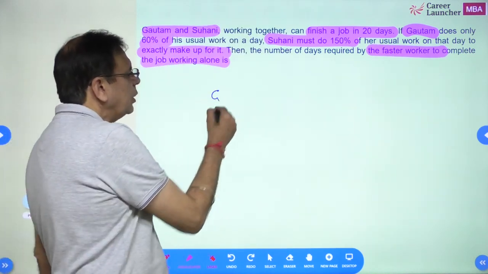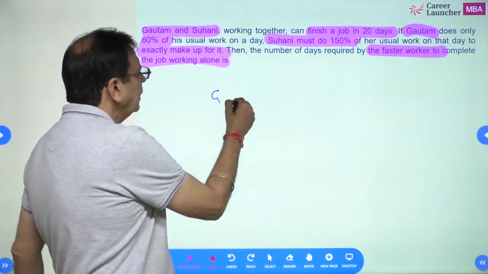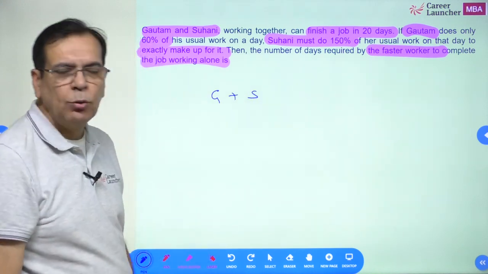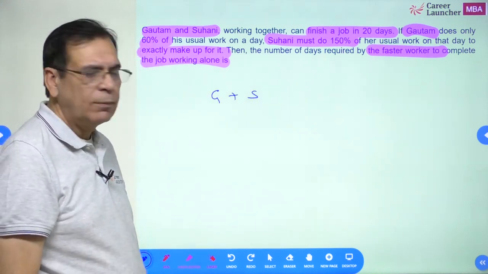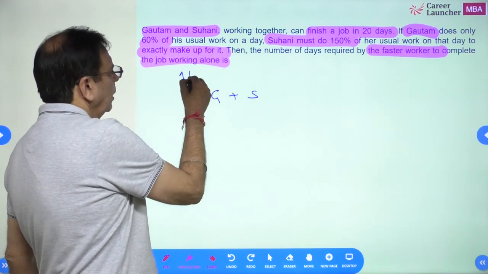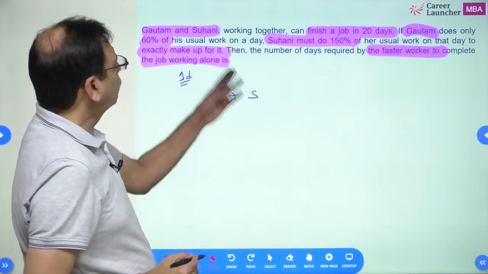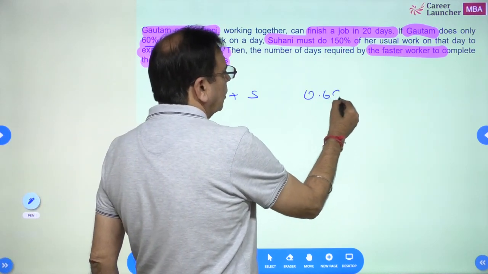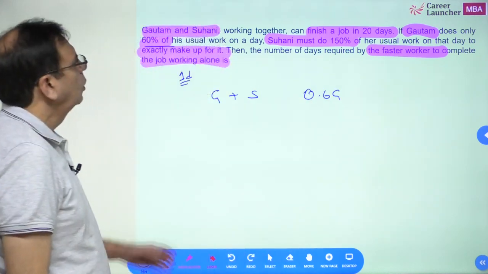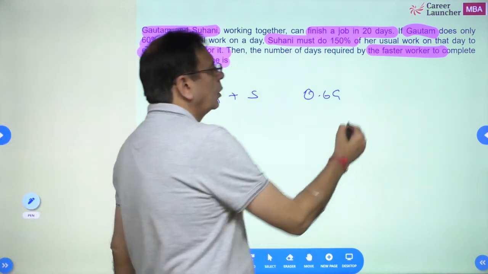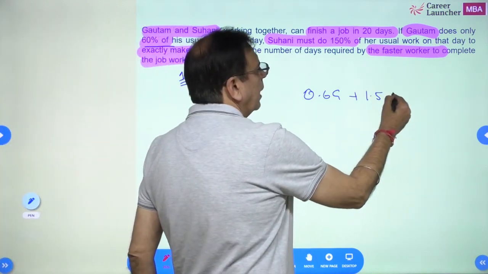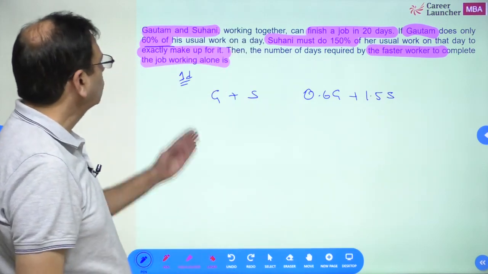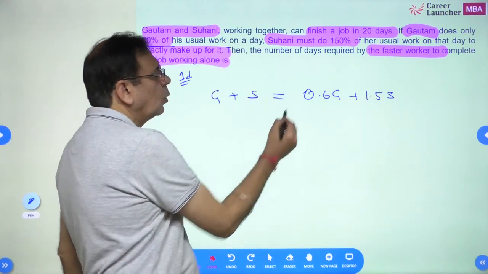If Gautam does G units of work one day and Sohani does S units of work one day, together they'll do G plus S units of work in one day. Okay, one day में. Okay. Now what does it say? If Gautam does only 60% of his work, if he does only 0.6 into G, Sohani will have to do 150%. Sohani will have to do 1.5S. और वह usual work to come make up for it. यानी दोनों बराबर हो गए अब.